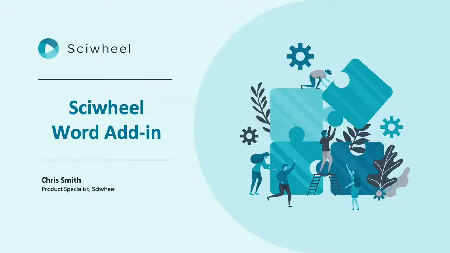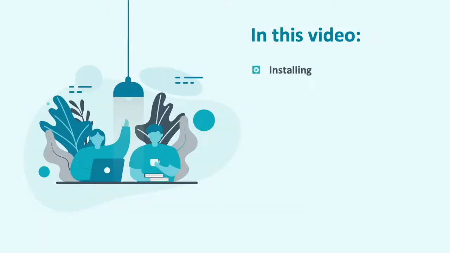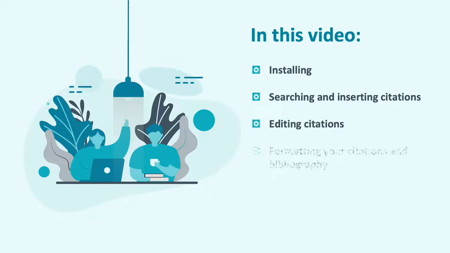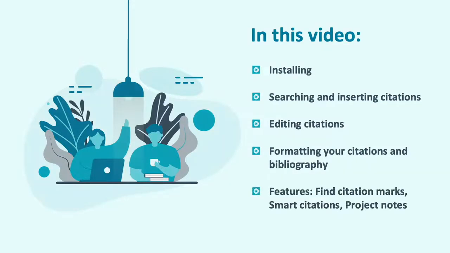In this video I'll be covering everything you need to know about our Word add-in to help you find, cite, and format references for your paper. I'll take you through installing the add-in, searching references and inserting single and group citations, editing citations, formatting your citations in Bibliography, and we'll also take a look at some useful features: find citation marks, smart citation suggestions, and accessing and inserting highlights and notes.